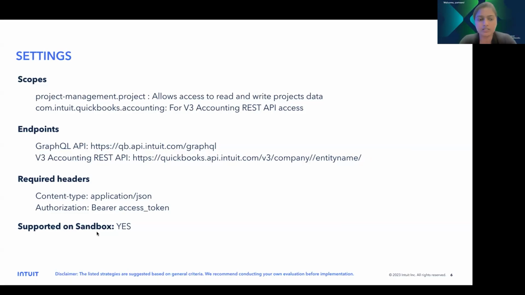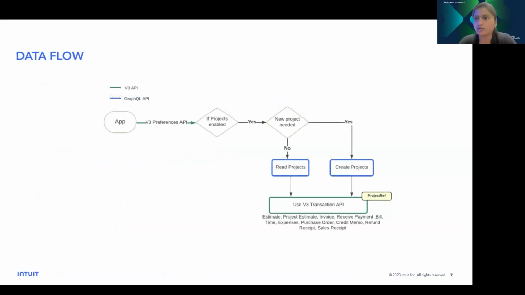So these are the important settings. And again, just a short overview of what we said: you can create and read projects by the new GraphQL APIs, and then you attach them to the V3 transaction API using the field known as project ref. And this is an overview of all the transactions that are used. And if you want to check whether a particular SKU or subscription type has projects enabled or not, you must be aware of the preferences API endpoint. So please make sure you call that to check if projects is enabled or not. These are the important points that we need to know. Of course, we have extensive documentation on this as well.